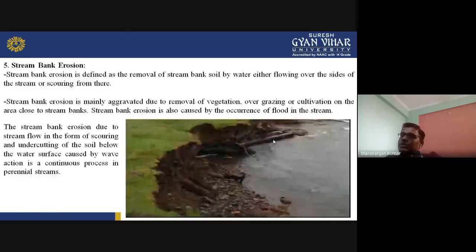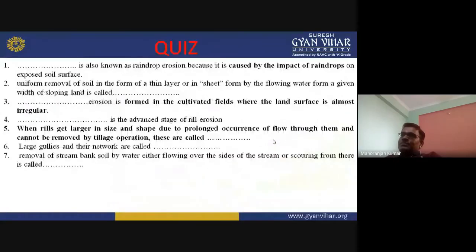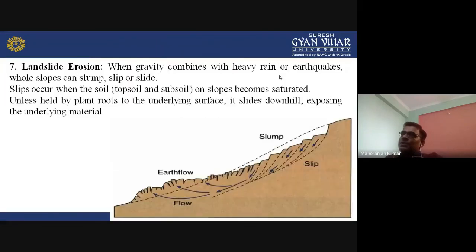In this series of lectures, there is a quiz. Let us see these questions. First, this is also known as raindrop erosion because it is caused by the impact of raindrops on exposed soil surface. So, which type of erosion is caused by the impact of raindrops? This is the first type, that is splash erosion.